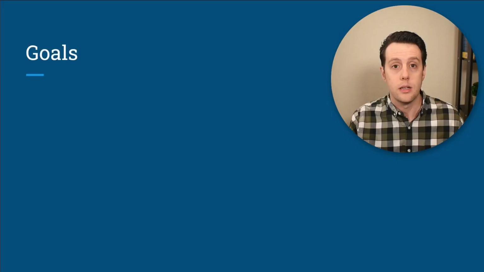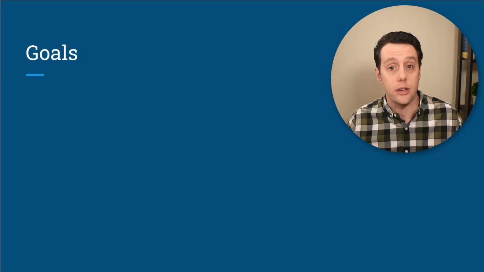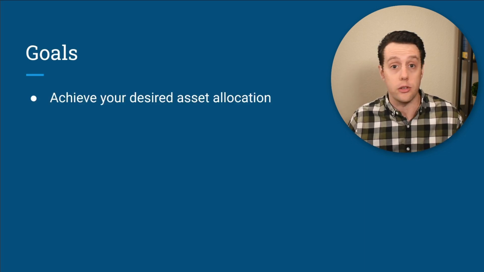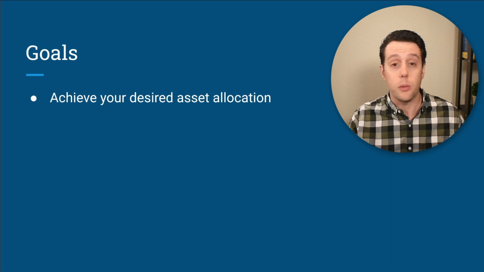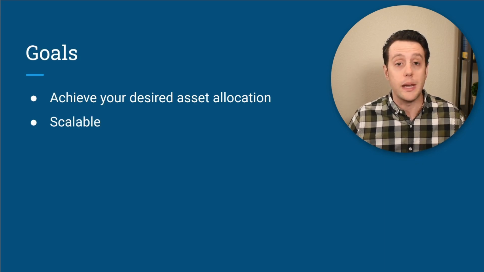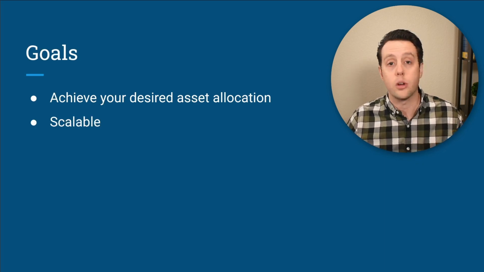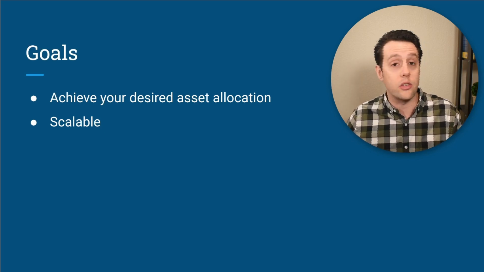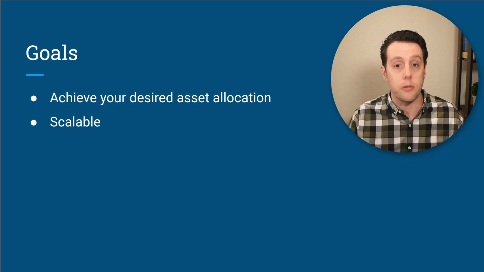In this video, I'm going to discuss goals and strategies for constructing your portfolio across multiple accounts. First, we need to consider the goals of our asset allocation as it relates to multiple accounts. We want it to help us achieve our desired allocation. Then we want it to be scalable. As we grow our portfolio, we want it to grow with us. And then as we enter retirement, we also want it to scale down with us as we withdraw from that portfolio.